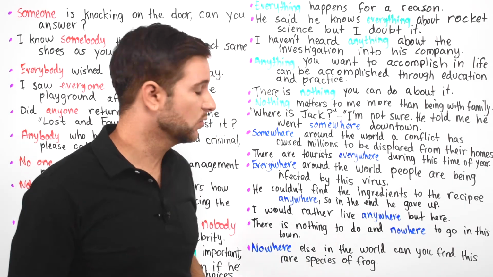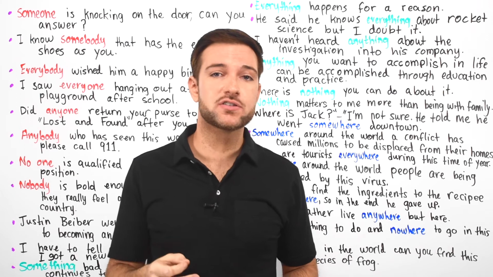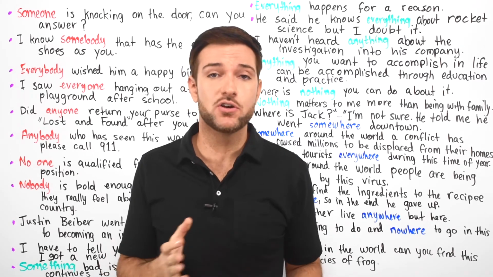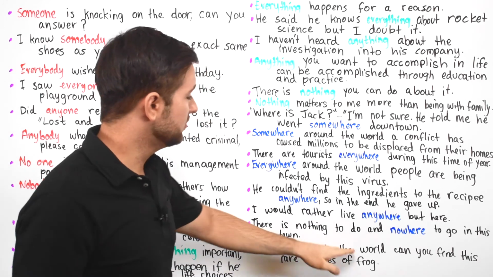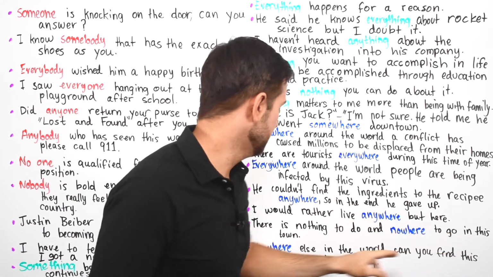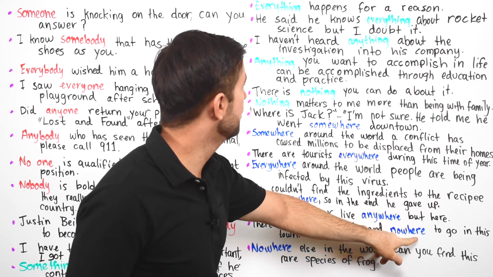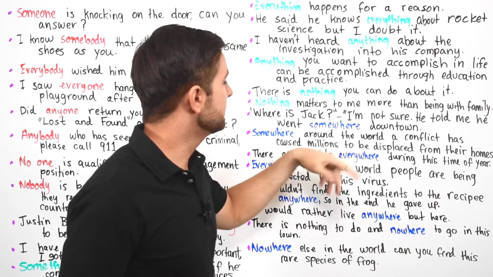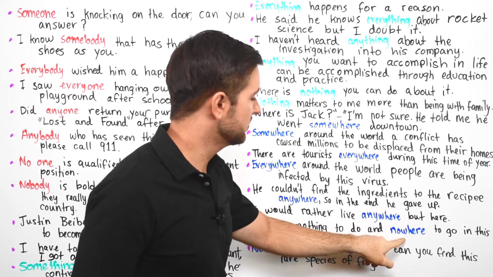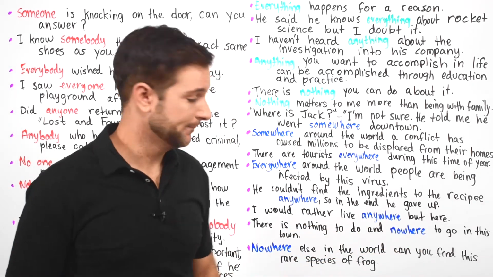And finally, we have the word nowhere. Okay, nowhere refers to something or someone that is not located in any place. For example, there is nothing to do and nowhere to go in this town. So notice how we have nowhere. Okay. And then here we have somewhere. So this is somewhere, someplace, and this is nowhere, no place at all.